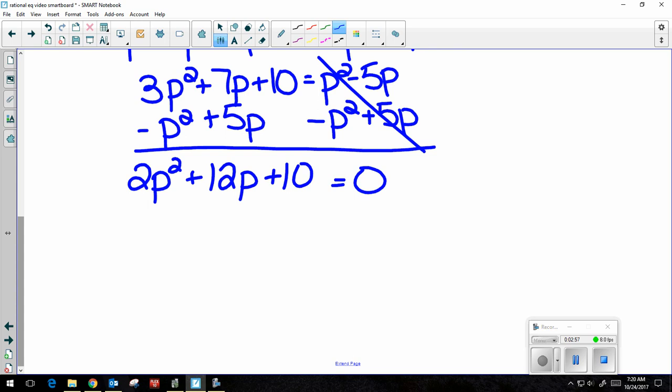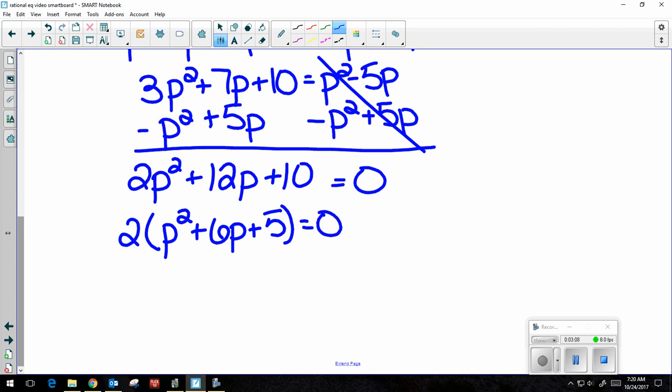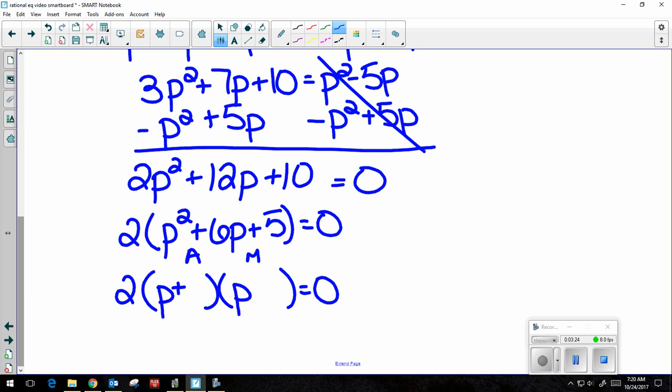So now I want to see if I can factor. They all have a GCF of 2. So if I take out a 2, I'm left with p squared plus 6p plus 5 equals 0. Now I'm going to continue factoring. I have three terms, so I'm going to use AM, keeping my 2 on the outside, set up 2 sets of parentheses, bring down the first sign, a positive times a positive is a positive for my second sign, and then I want to multiply to 5. The only factors that multiply to 5 are 5 and 1, which also add to 6, so that works.